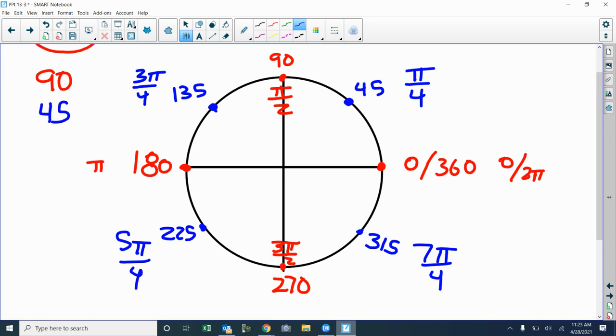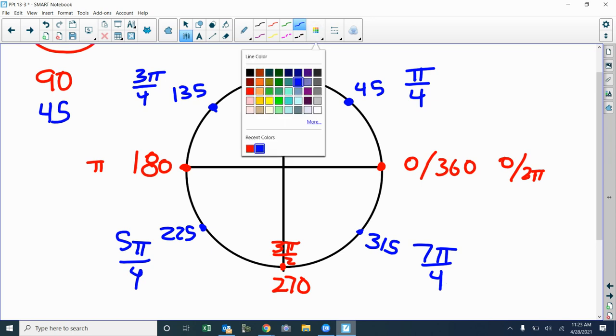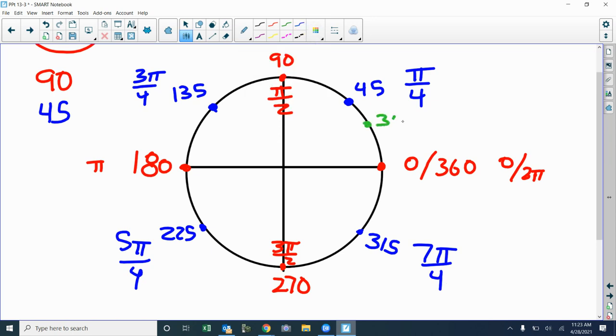So we have the 90s and the 45 family. What do you think's next? 30, 60. Yep, either the 30 or 60. Which one do you want to do first? 30. All right, let's do the 30. Remember, it's the reference angle. So straight up from the x-axis, the first one's going to be a 30-degree angle right here. Straight up from this x-axis is going to be 150. Down from this x-axis, it's going to be 210. Down from this x-axis, it's going to be 330. Does that make sense to you? The reference angle is 30 degrees. So this is the 30 family.